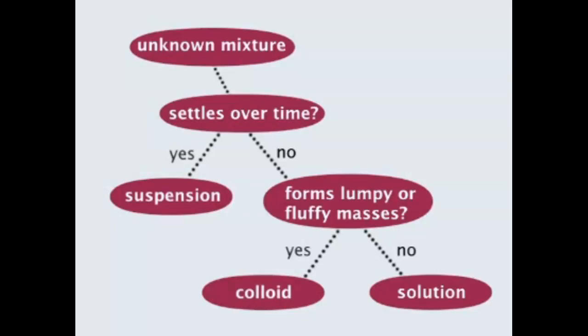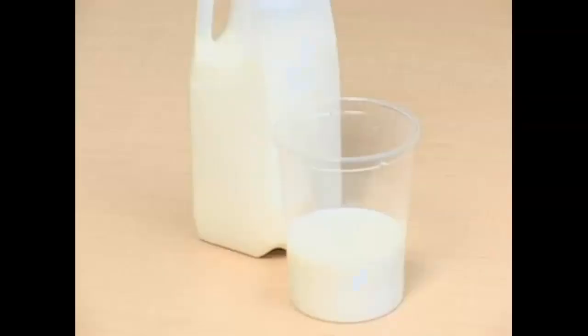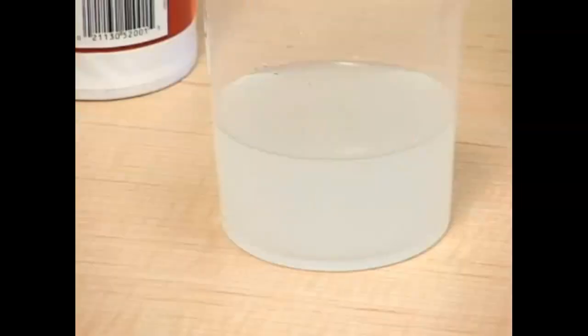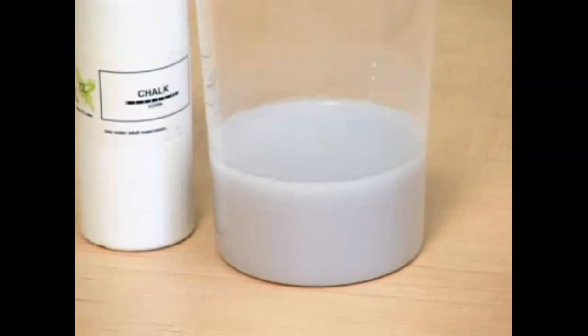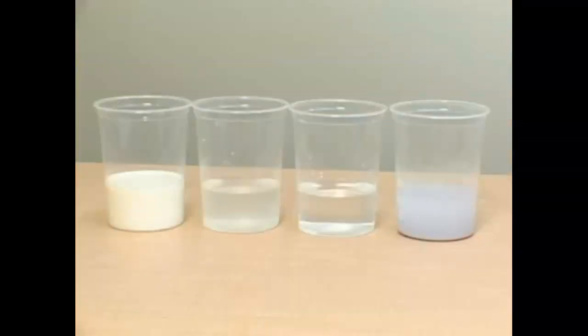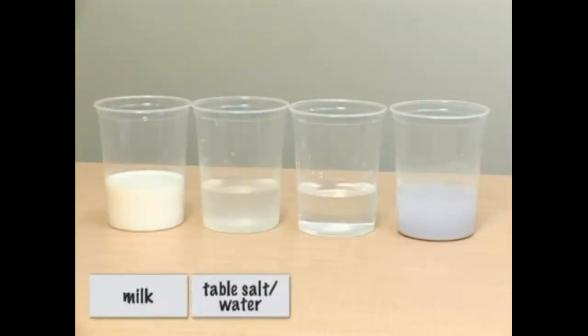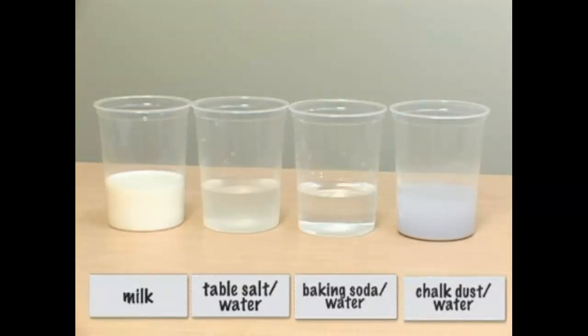The important questions to consider in this lab are: how can you tell the difference between suspensions, solutions, and colloids? Further, how would you classify the following mixtures: homogenized milk, salt and water, baking soda and water, and chalk dust and water? Predict if the following mixtures are suspensions, solutions, or colloids: milk, salt and water, baking soda and water, and chalk dust and water.